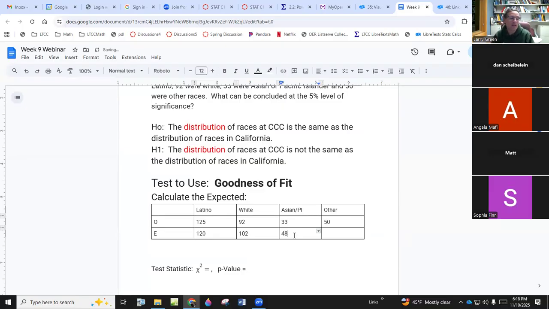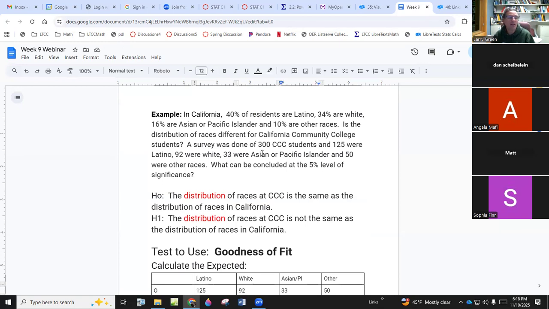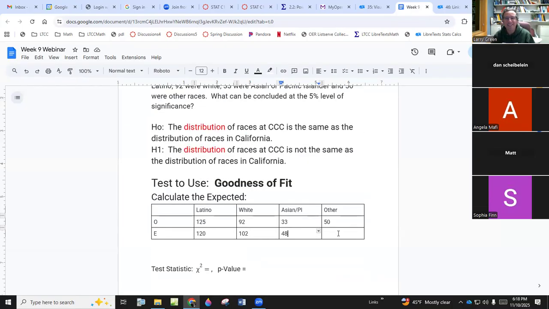Any questions so far? And then 10% are other. That one you might be able to do in your head. 10% of 300 is, see if you can do that one. That's 30. You don't have to be crazy like me to get that one. Any questions on creating this table, the observed and expected table for goodness of fit?